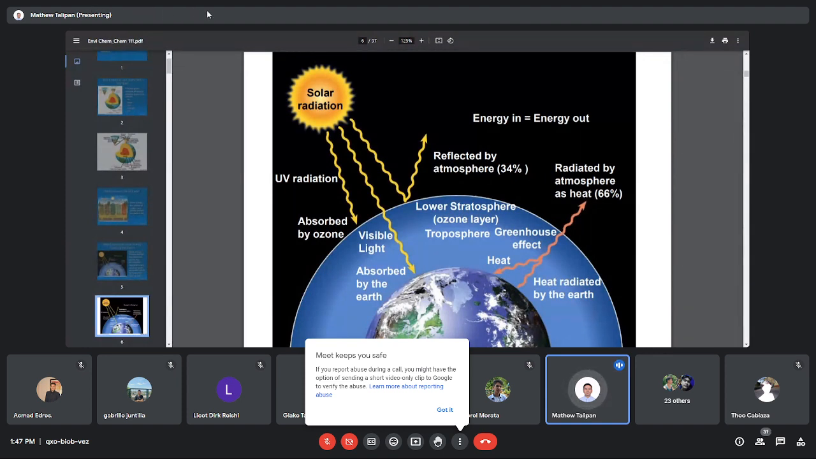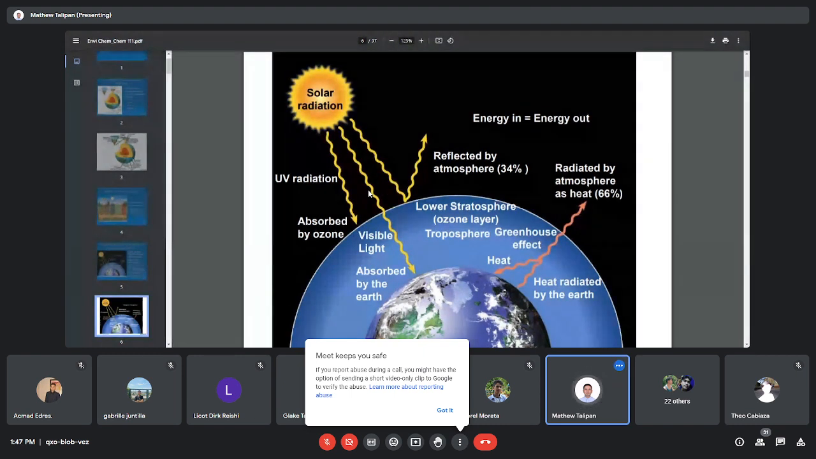So these gases make the Earth's temperature suitable for life to exist. It warms up our atmosphere just enough to support and protect life. So this is the greenhouse effect.